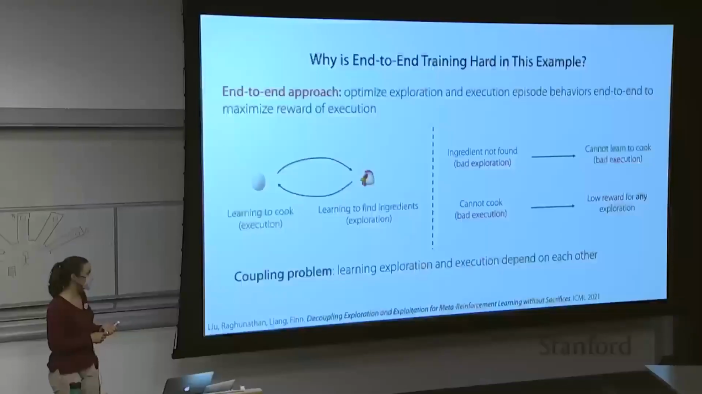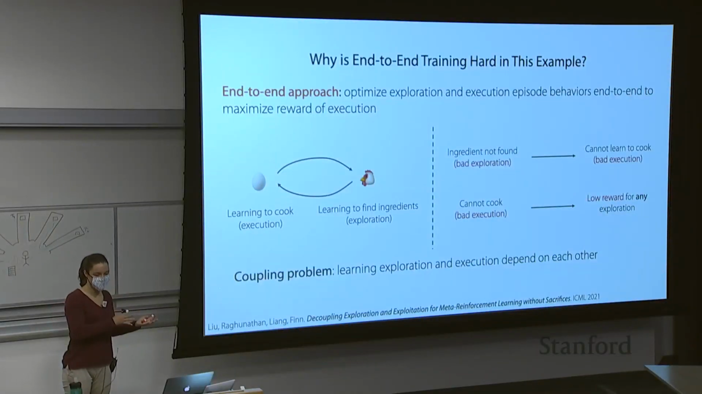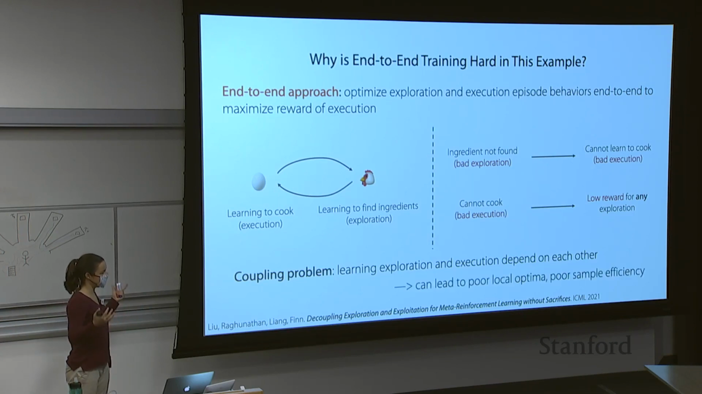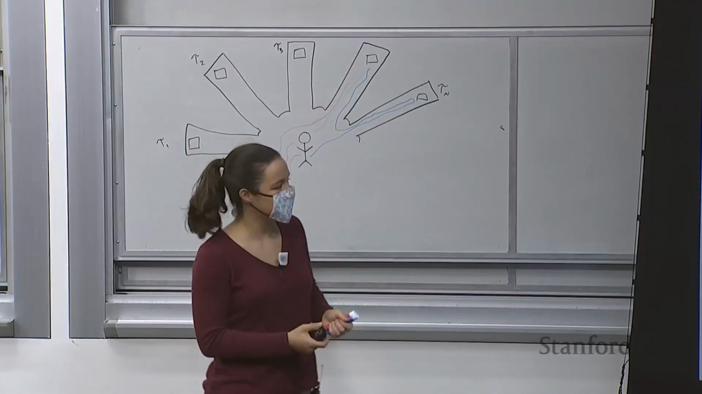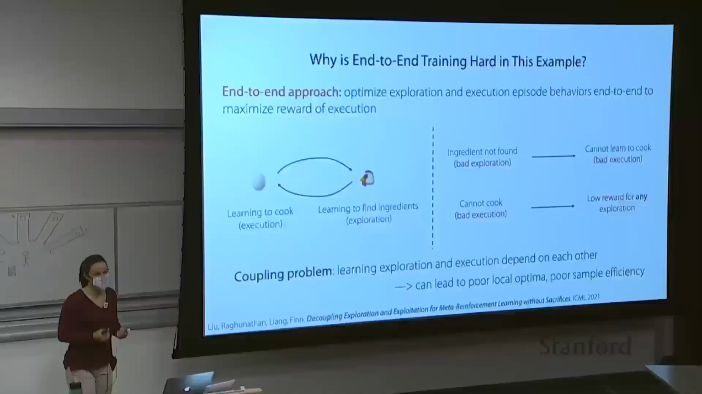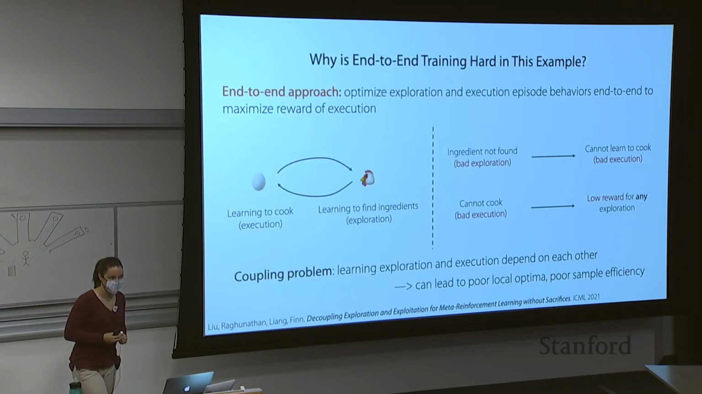So essentially you have this coupling problem where learning how to explore and learning how to solve tasks depend on one another. If you try to optimize for these end-to-end, this can lead to poor local optima, like the approach of exploring different hallways. It can also lead to very poor sample efficiency, because you need a lot more data in order to happen upon the strategy that explores and solves the task. Cool. So that's the gist of why end-to-end training is hard.